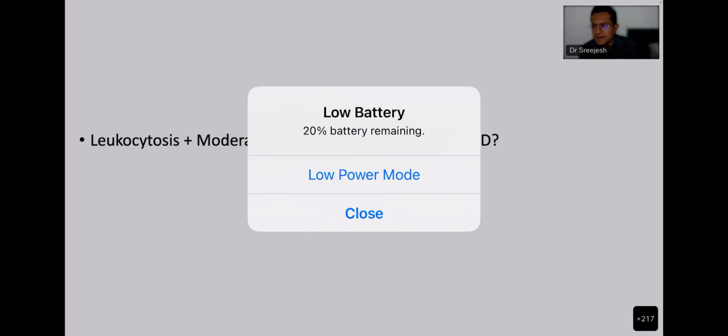Even in most common CMLs, hemoglobin and platelets are usually preserved. Only when they progress does the hemoglobin start going down, and the platelets. In the majority of CML cases, hemoglobin and platelets are usually normal. In fact, the platelet count is on the higher side in CML. Okay, so any other differential for leukocytosis with moderate splenomegaly? CML, of course, if it's in progression, you can have anything else.